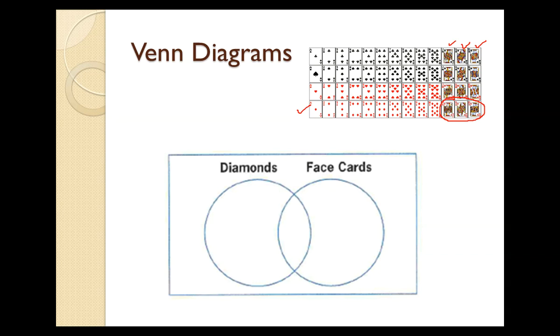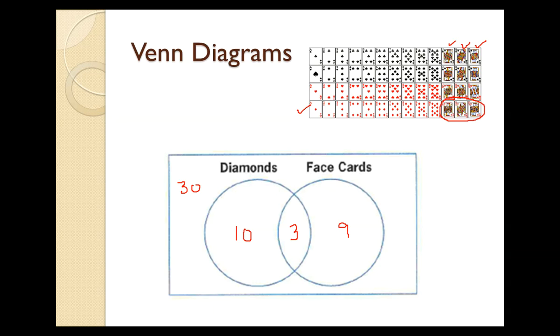And so the way that we show that in a Venn diagram is we say there are 3 cards in that overlap. We know that there are 12 face cards, 3 are diamonds, and that leaves 9 outside that are face cards but are not diamonds. And then there are 10 cards that are diamonds and that are not face cards. And if you add those up, that's 22. That leaves 30 cards in the rest of the deck that aren't a diamond or a face card.